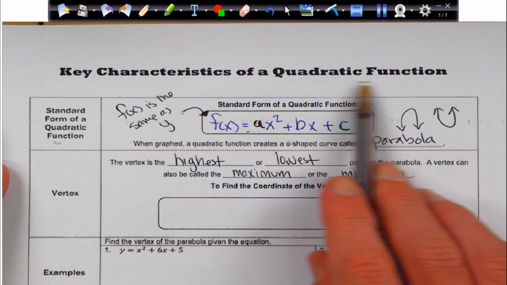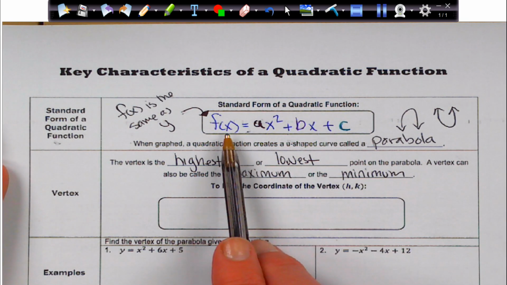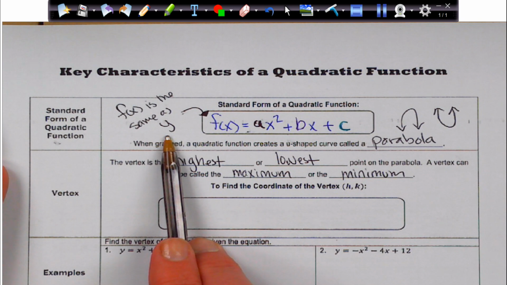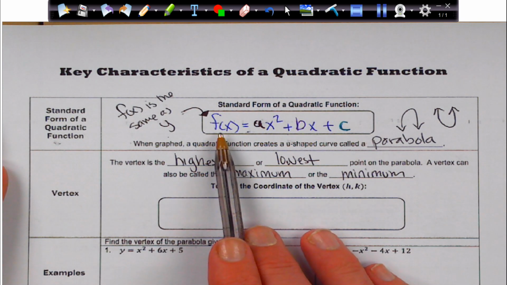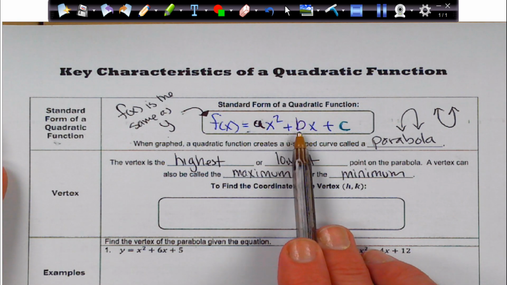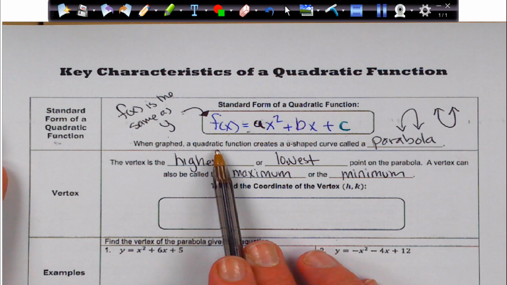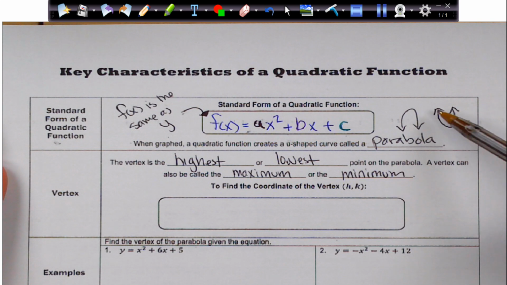So, key characteristics of a quadratic function. The standard form of a quadratic function is f of x, which is just the same as y. If I'm going too fast, you can pause the video and write this down. But it says f of x is the same as y. We get ax squared plus bx plus c. And when graphed, a quadratic function creates a u-shaped curve called a parabola, which looks something like this or this.